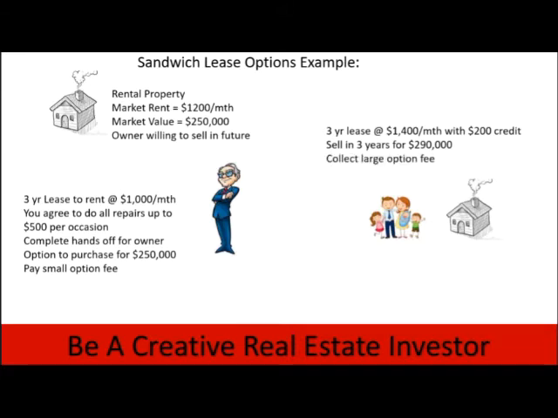You also want to collect a large option fee from this family to ensure that they will move forward and stay in the property and close on this transaction in the future. So you're looking for somewhere in the neighborhood of a 5% down payment. And they also agree, because these are now homeowners and in a rental position, that they're going to be responsible for all maintenance and repairs. So for the time that they lease the property from you, they agree to do all of the repairs up to a value of $1,000 per occasion.